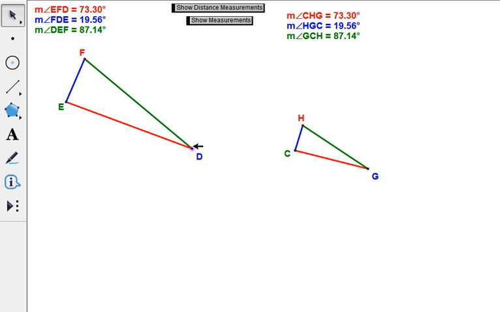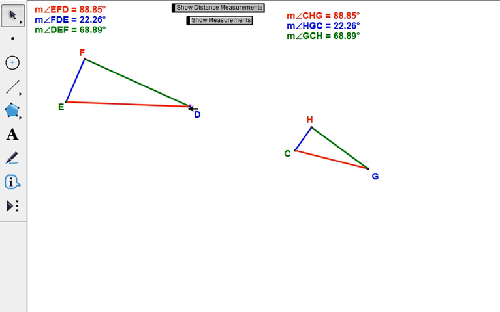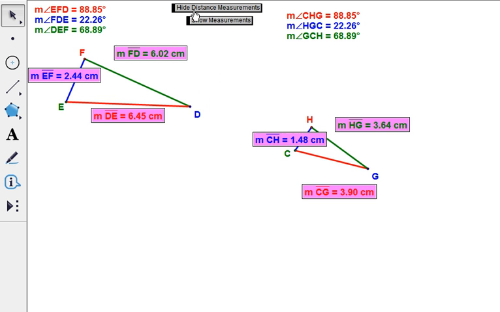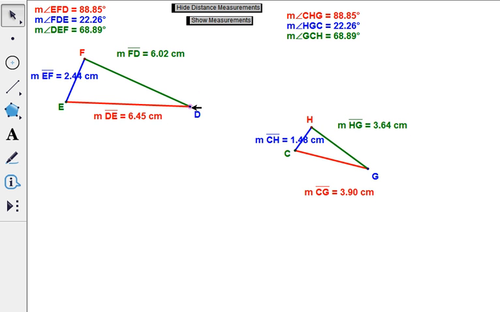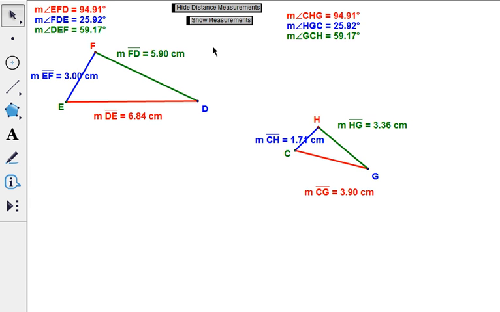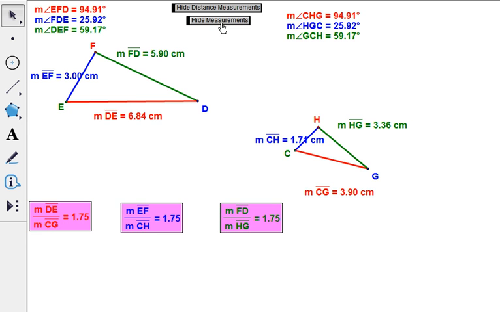Now as I move it, the angles are going to stay congruent. What I want to show you here is there are all the side lengths on my 2 triangles. I can change it and their measurements change. Now what I want to look at is the ratio of the corresponding sides. Notice right now they're all equal. So think back to what it means to be similar polygons.